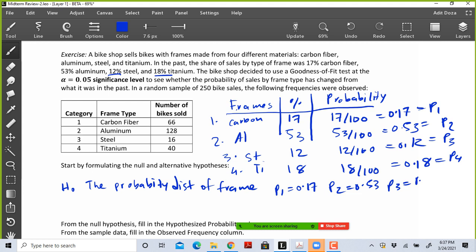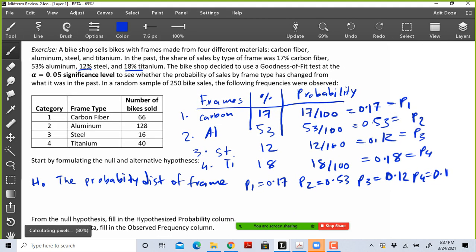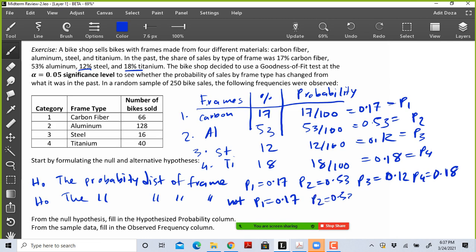P3 was 0.12, and P4 is 0.18. Okay, I have to move it a little here. Okay, this is your hypothesis. And the alternative would be the probability distribution of these frames is not P1 equals 0.17, P2 equals 0.53, P3 equals 0.12, P4 equals 0.18. Okay, so the not has to be before this statement.